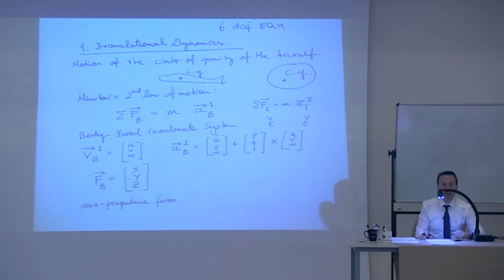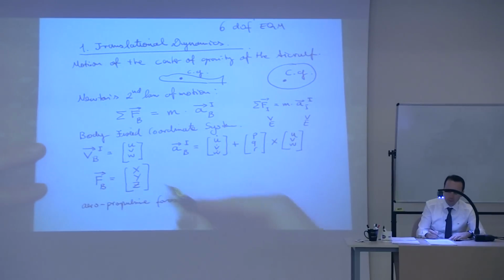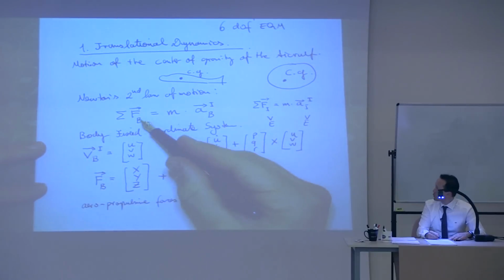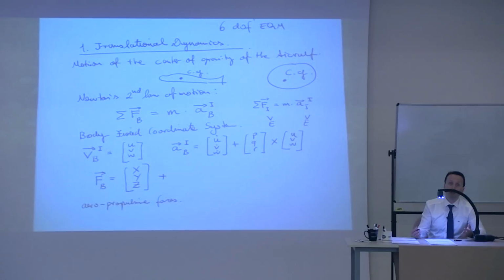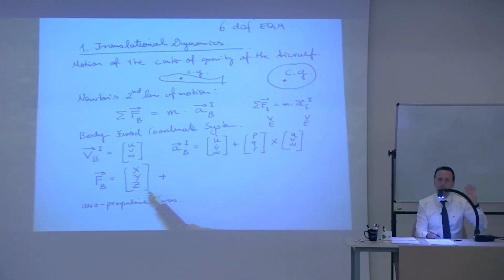Does this include weight, X, Y, and Z? No, it does not include weight. Very good. So I need to add weight to this, because weight is an external force that acts on the aircraft, right? So I have to add the weight. But this is just aeropropulsive, propulsion and aerodynamics, so lift, drag, thrust, and all this. Now I have to add the weight. So which way does the weight point?